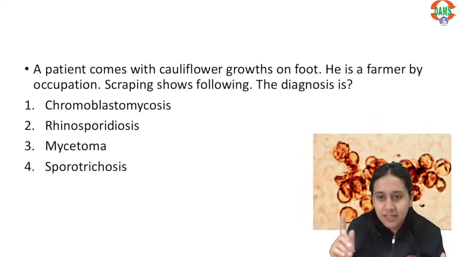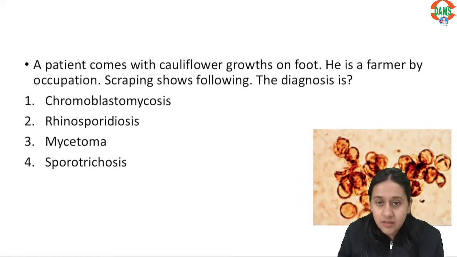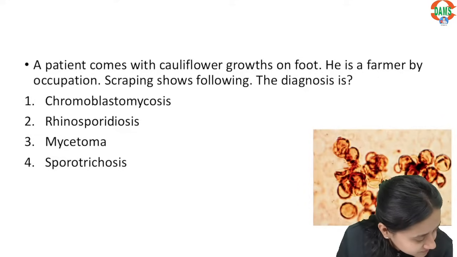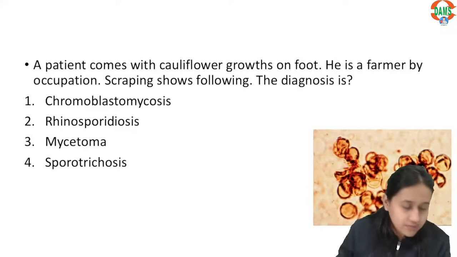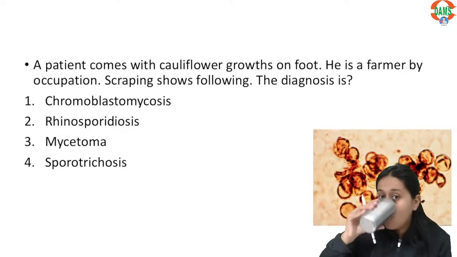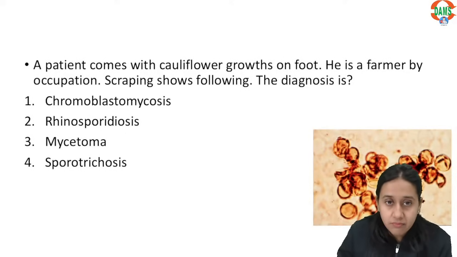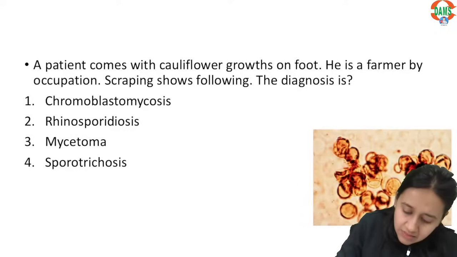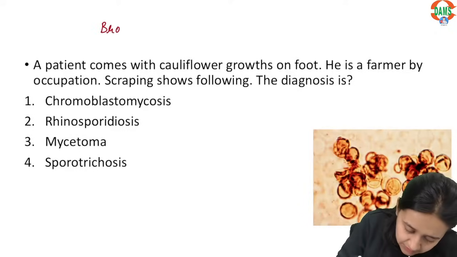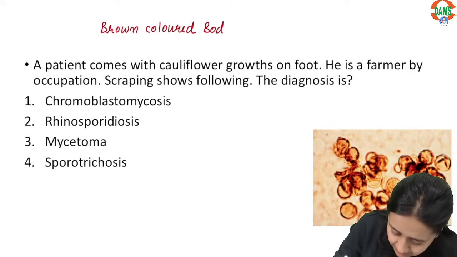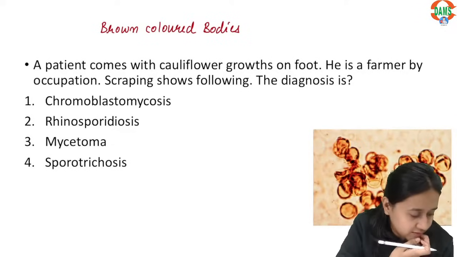This is, I think, again, an image based question. Okay, what is the answer here? A patient comes with cauliflower growth on the foot. When you did the scraping, you can see some brown color, round shaped bodies. Brown color bodies. Can anybody give me the name for these bodies?